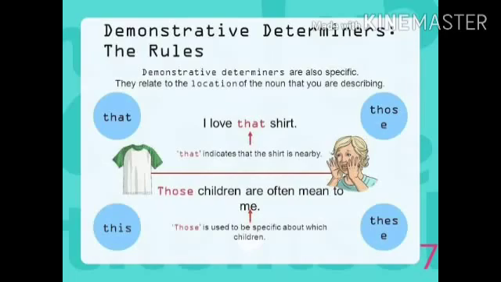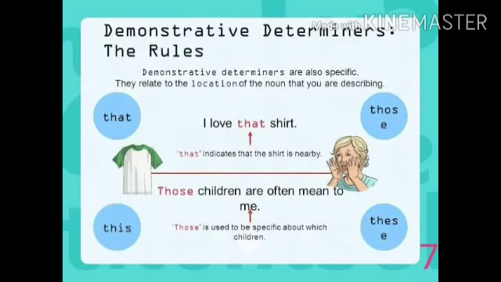For example, I love that shirt. That indicates that the shirt is nearby. Here we are pinpointing specifically to that shirt. Let's look into the next example. Those children are often mean to me. Those is used to be specific about which children. Here we are pinpointing specifically to those boys. So these are the examples of demonstratives. As demonstratives determine a noun, they come in the category of determiners.